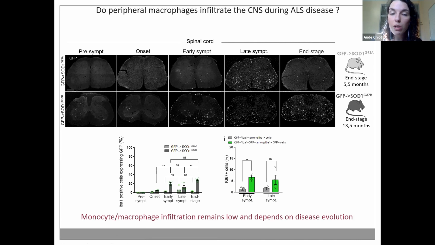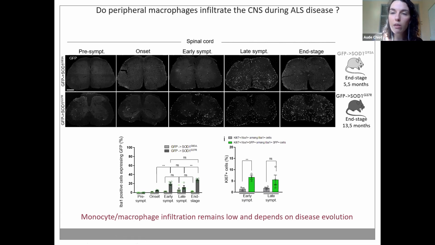We then looked at the proliferation rate of those cells, and what you can see here is that the GFP cells in the spinal cords are much more proliferative than the endogenous microglial cells. So finally, the cells that you can see here are the result of infiltration, but also of actual proliferation in situ. Overall, the infiltration remains low, but it depends on disease evolution.